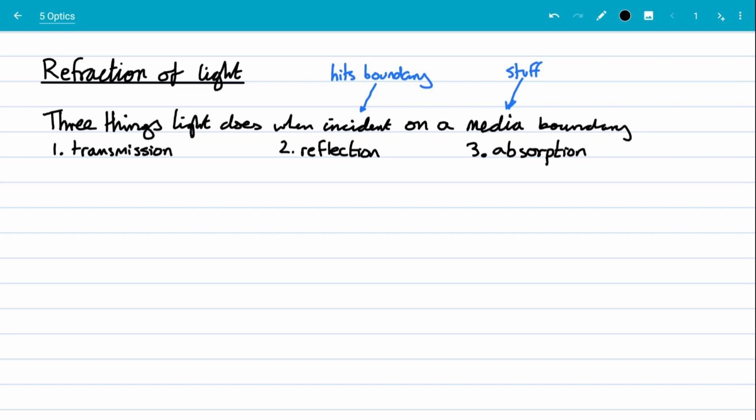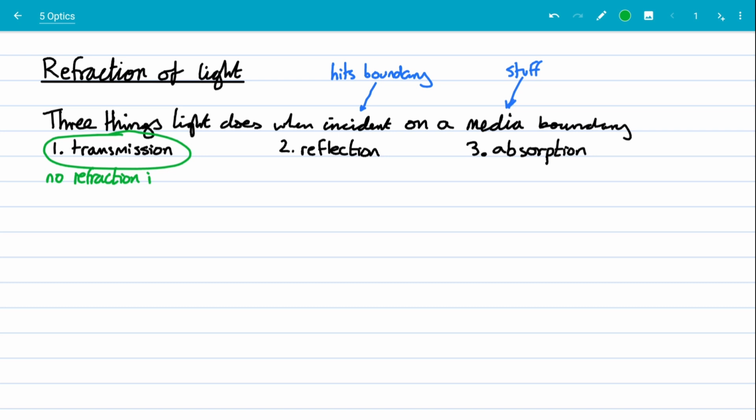So let's just make a little note of that. We're going to focus on transmission today, and importantly, we're focusing on refraction. And we say that there is no refraction if angle of incidence is equal to 0 degrees. At least that's what we say.